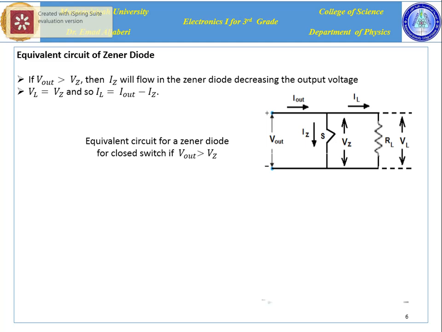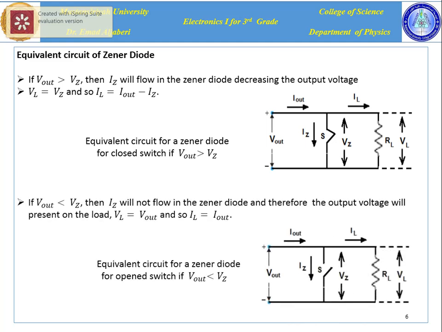The second case is inverted. While the V out is less than V sub Z, then the Zener looks like an open switch. That means IZ is 0 and V out here is equal to V sub Z and I out is equal to I sub L.